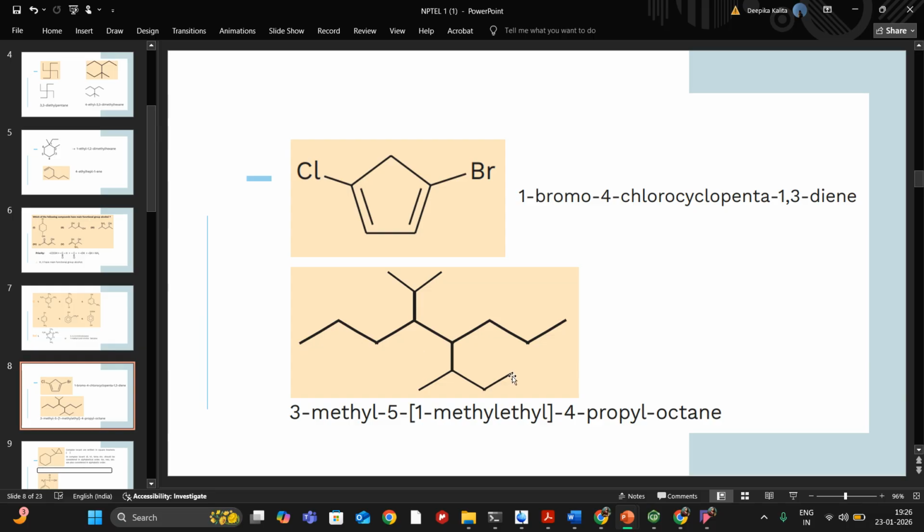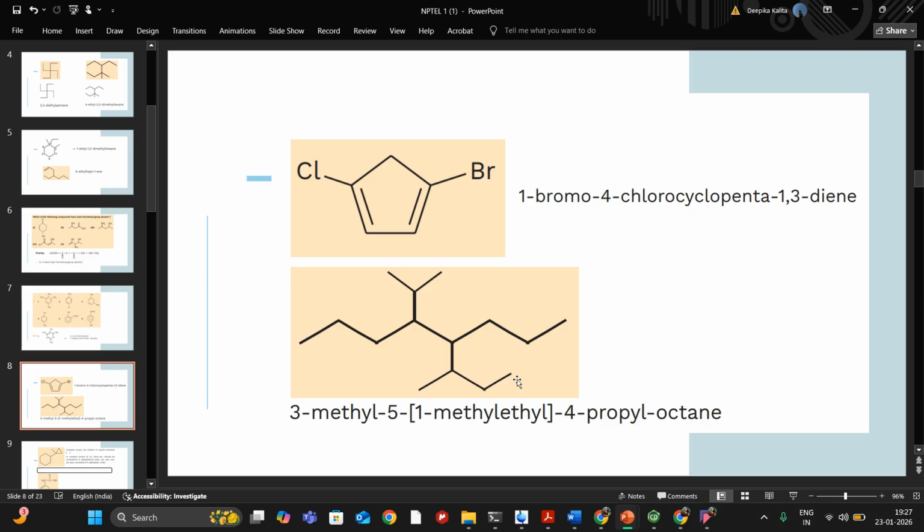till here, because these 2 branches have the same number of carbons. 1, 2, 3, 1, 2, 3. But we will choose only that branch where we have a substituent. Out of these 2 branches, we have a substituent on this below one. So we are going to choose this direction as our parent carbon chain. Now if we move from here to this end, we will say 1, 2, 3, 4, 5, 6, 7, 8.